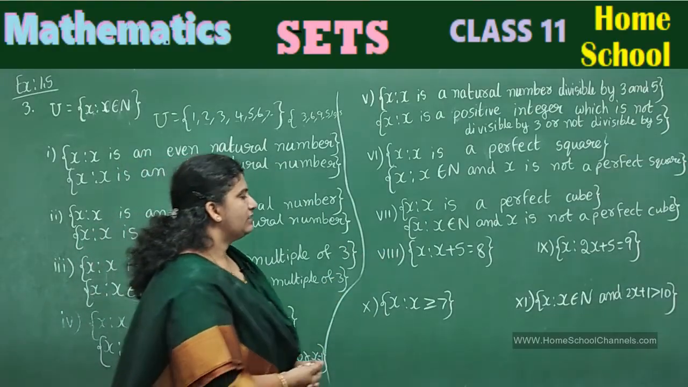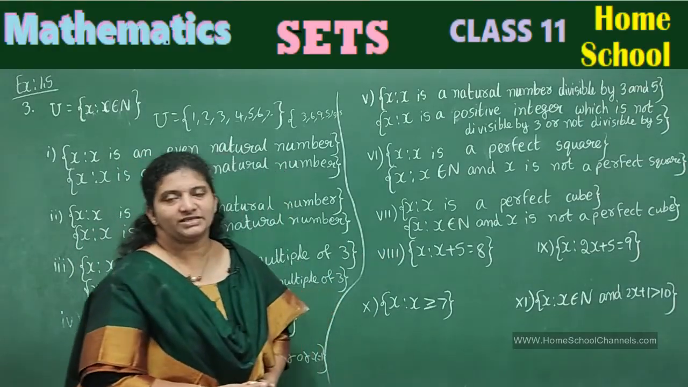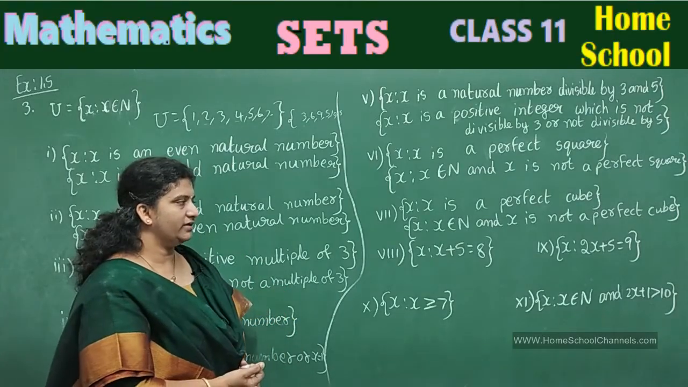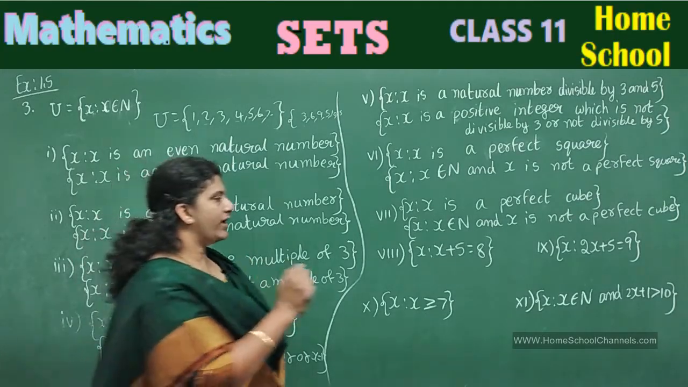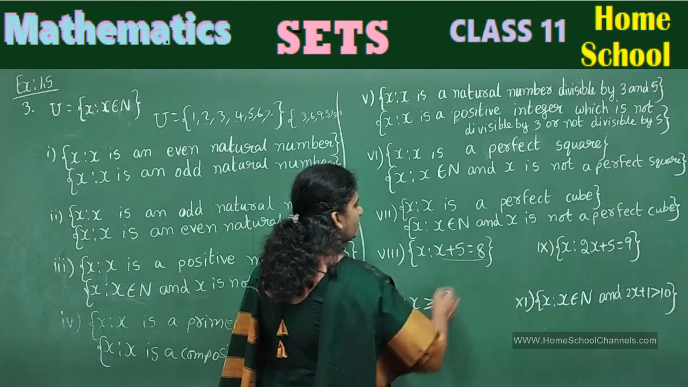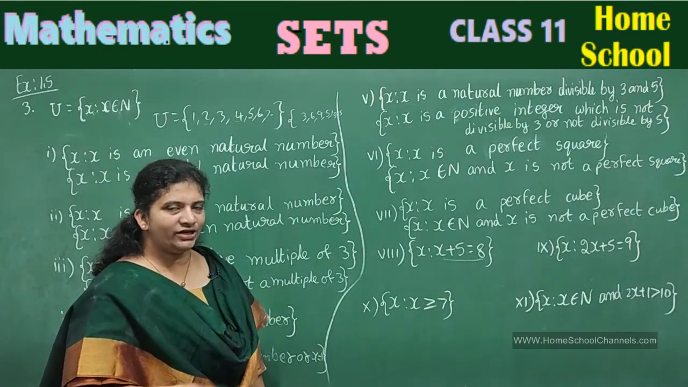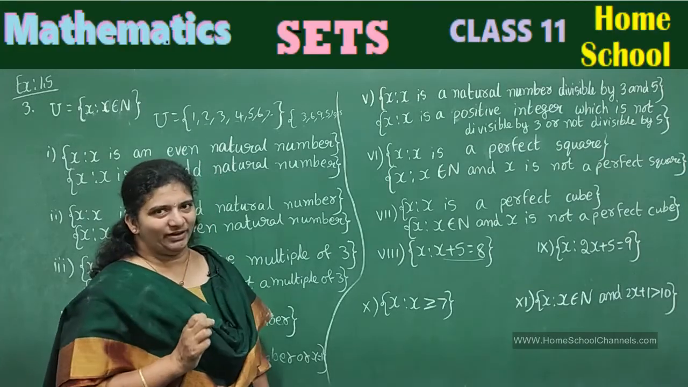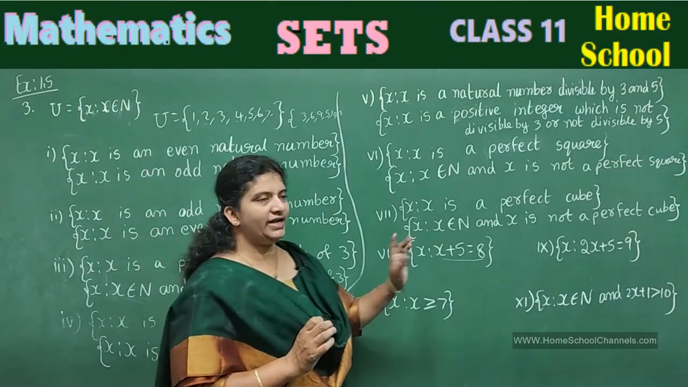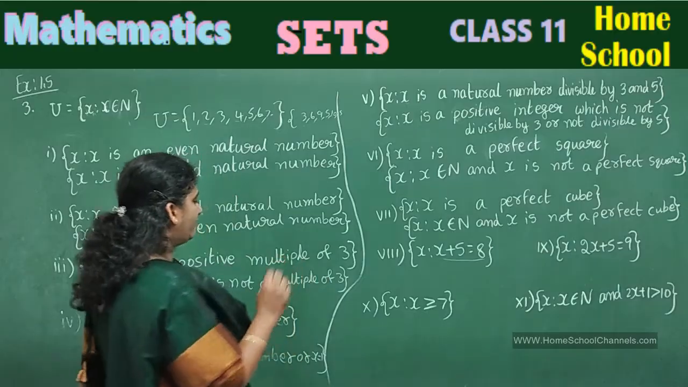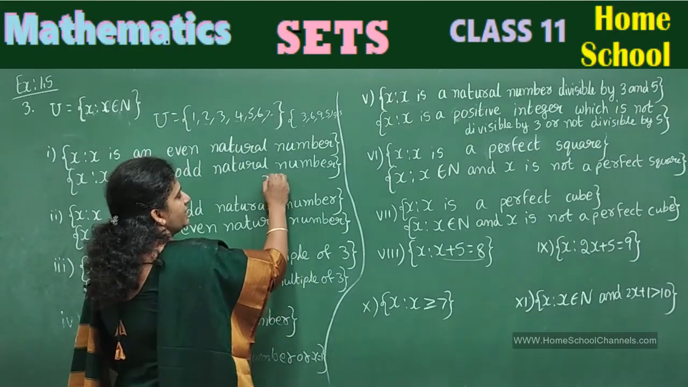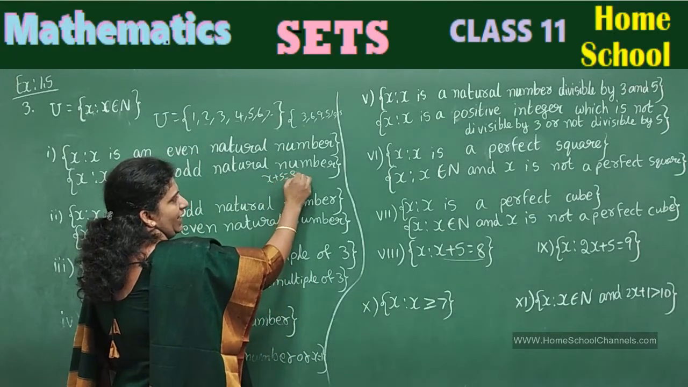Eighth one, set of all x such that x plus 5 is equal to 8. How to do this? Okay, observe the equation. Find out the x value. Other than that value, you need to write the remaining in the complement. So first find the x value. Okay, roughly anyway you can do this. x plus 5 is equal to 8.